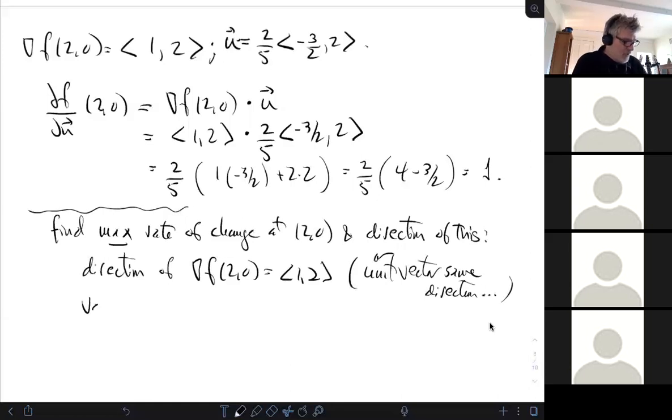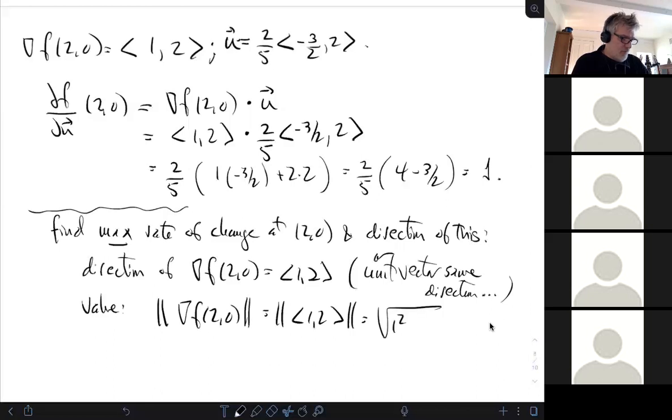And the value we know is the length of this vector. So here's the length of the vector 1, 2: square root of 1 squared plus 2 squared, root 5. So this is the maximum value. If you compute the directional derivative of this function at this point in any direction, the maximum value you will get is root 5. That's the steepest direction. All right. So far, so good.